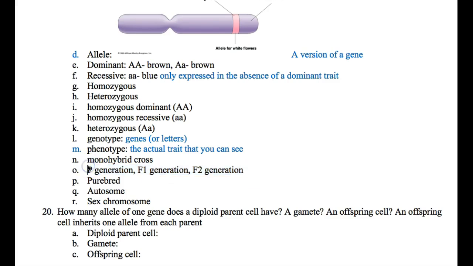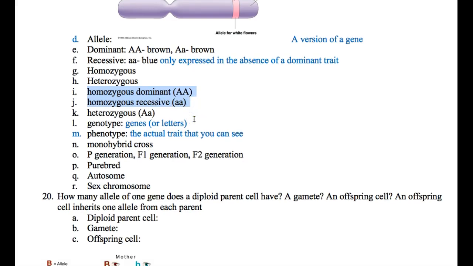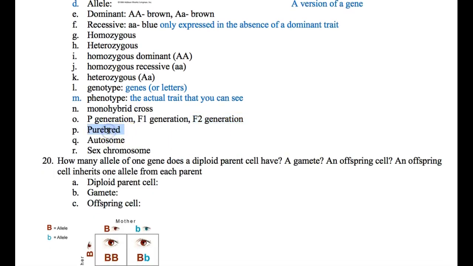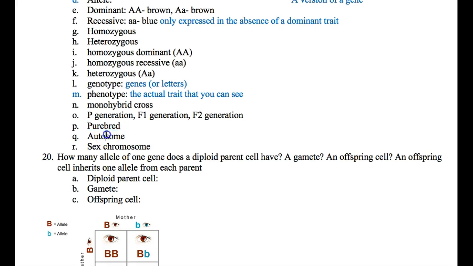You can have P generation, that's the parental generation. So let's say you have these two as the parents, that's the parental generation. F1 generation, if those two cross and they have babies, and all the babies are going to be big A, little a, those are going to be the F1 generation, the first generation. And the F2 generation is the second generation after that, so the grandkids generation. Purebred means the same thing as homozygous. It could be either big A or little a, dominant or recessive.